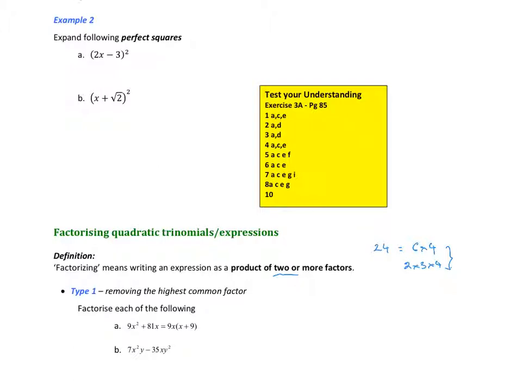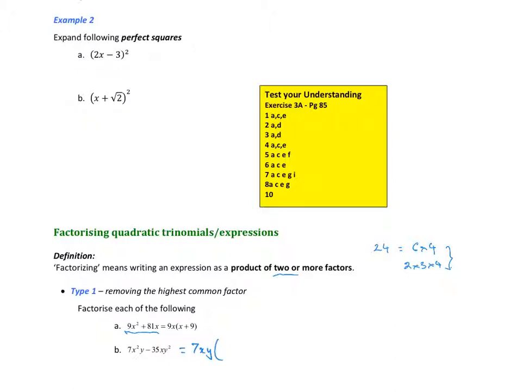So the first type here is we want to write it as a product, so we look for common terms. Clearly in this case, 9 is common to both 9 and 81. X is common to both x squared and x, so we can take 9x out as a common term. Second example here, we can see 7 is common to both. There's an x in both, and there's a y in both.